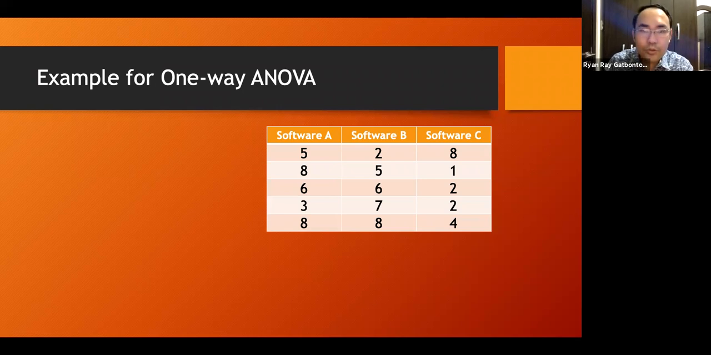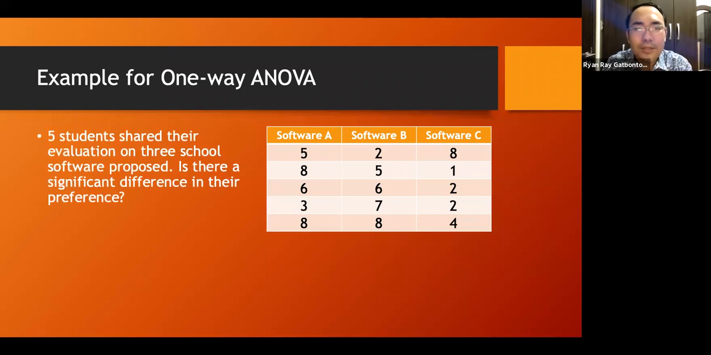Now, to best explain how to use one-way ANOVA, we take this example. So in this example, there are 5 students who shared their evaluation on 3 school softwares that were proposed to them. Now, is there a significant difference in their preference? So that's the question of the researcher. So these are their data, and these are the answers of the students. 1 row per student. Okay?